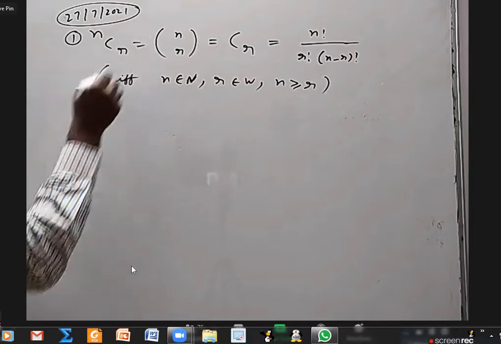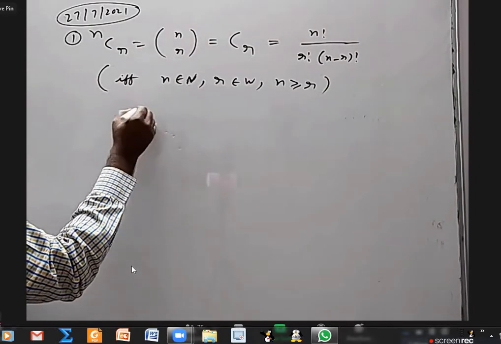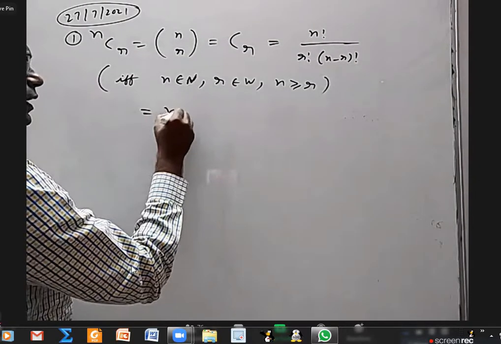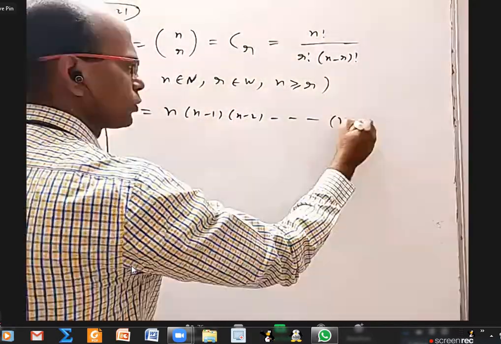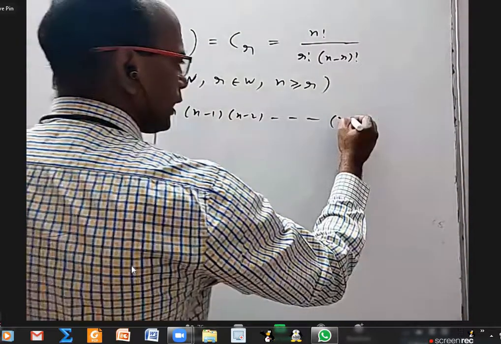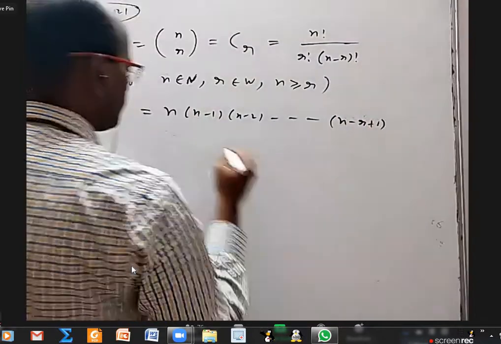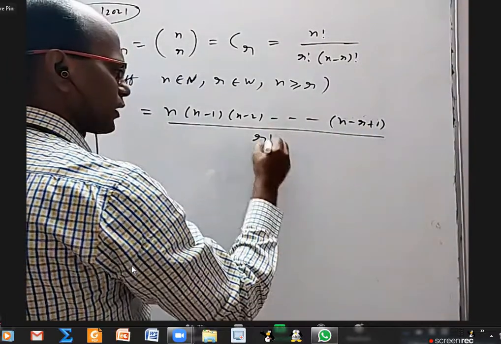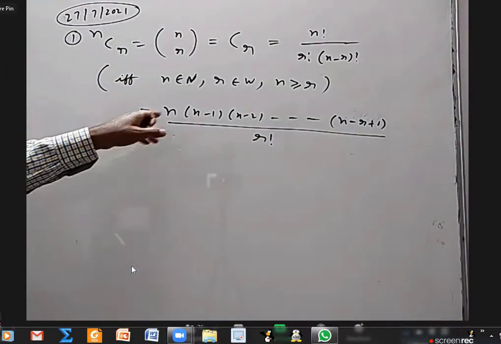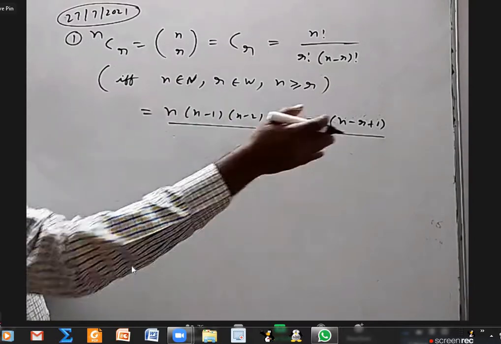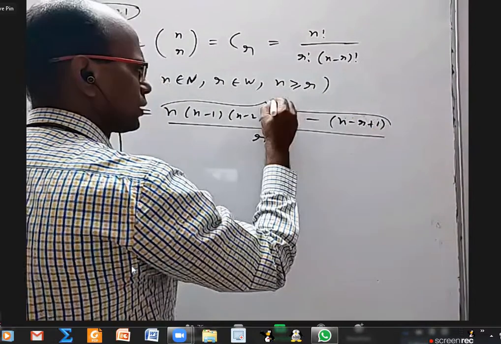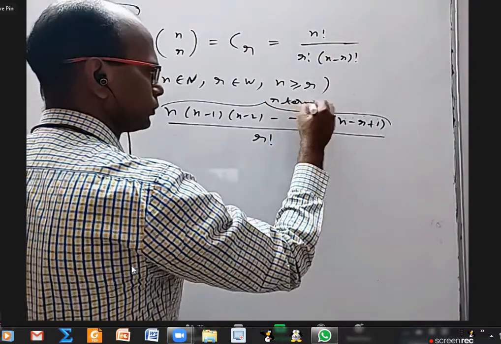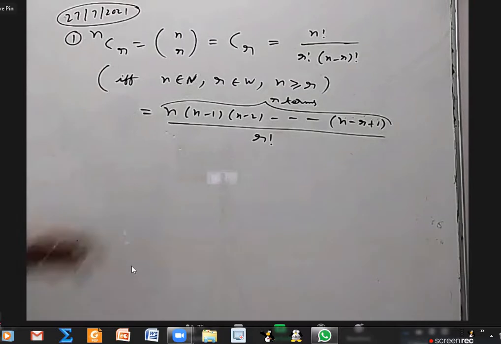Okay, same NCR, right here only I can just continue the equality. It is N into N minus 1 into N minus 2, and so on up to N minus R plus 1, by R factorial. These are total R terms starting from N downwards, in decreasing order. Okay, these are R terms. We can write like this or we can write like this. Both are the same.